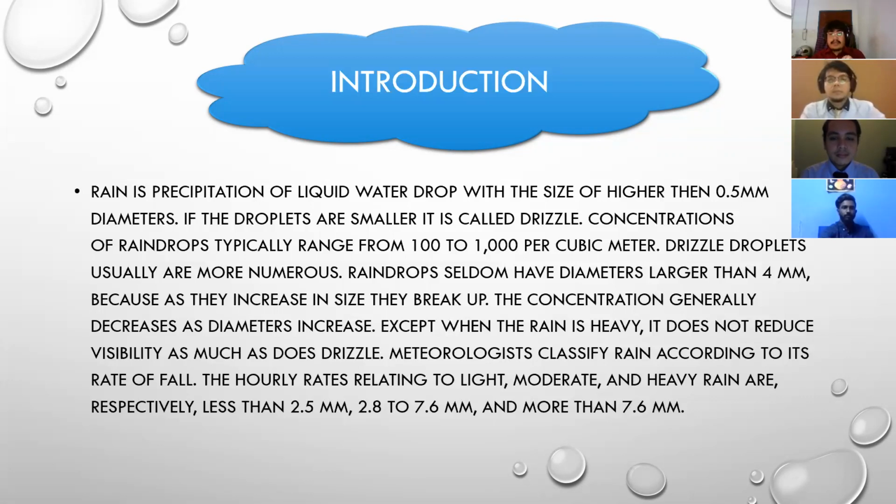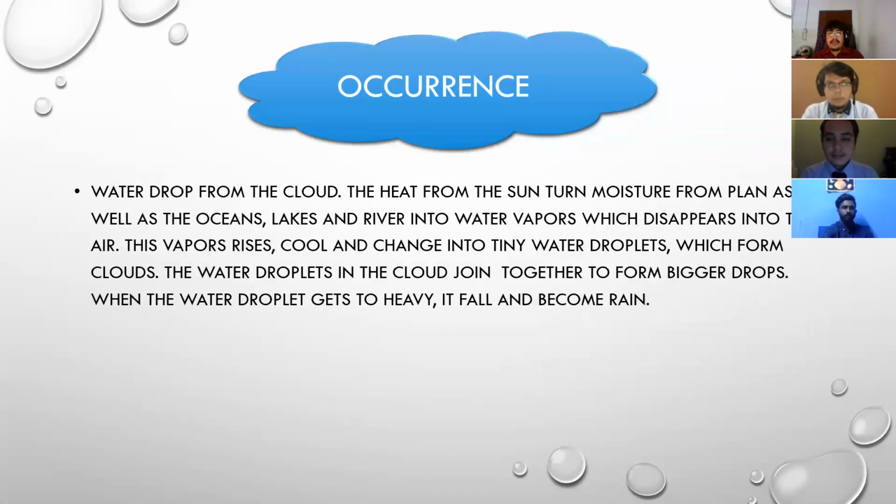Except when the rain is heavy, it does not reduce visibility as much as drizzle does. Meteorologists classify rain according to its rate of fall. The hourly rates relating to light, moderate, and heavy rains are respectively less than 2.5 mm, 2.8 mm to 7.6 mm, and more than 7.6 mm.